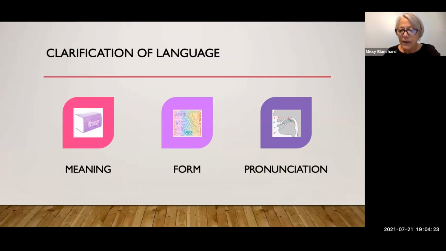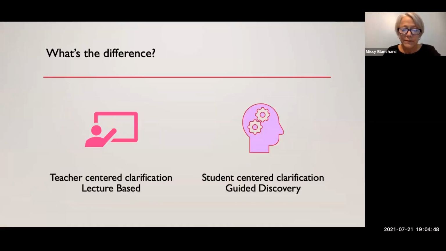So when we talk about language clarification, as I'm sure most of you know, it generally includes information about the meaning of language or a particular structure, the form, which we think of as the grammar rule, and how the structure or the word is pronounced. So meaning, form, and pronunciation are the main elements in clarifying language for students.